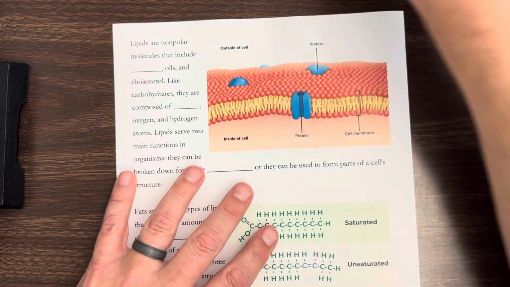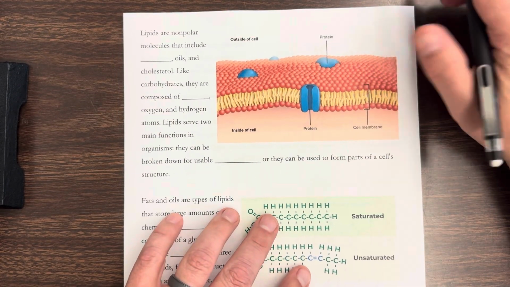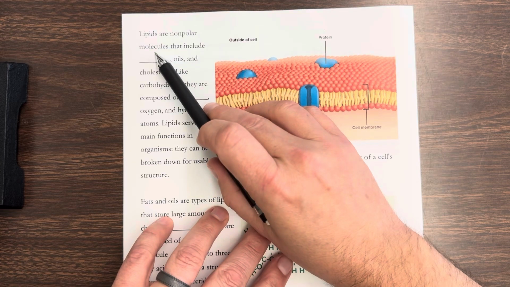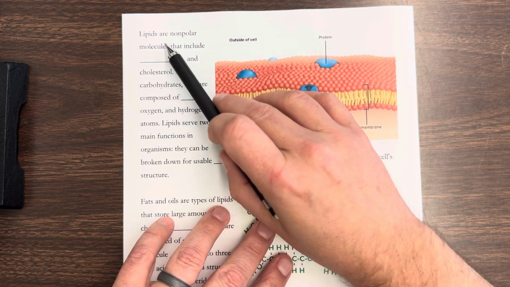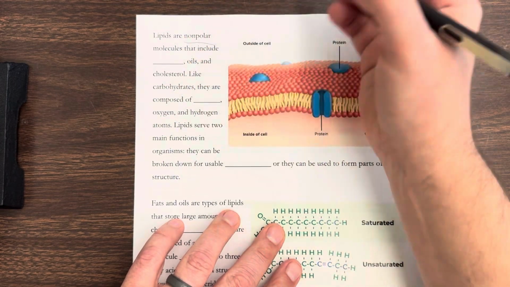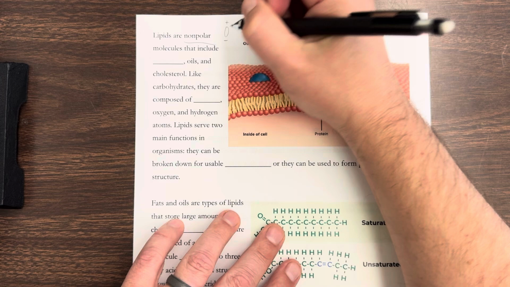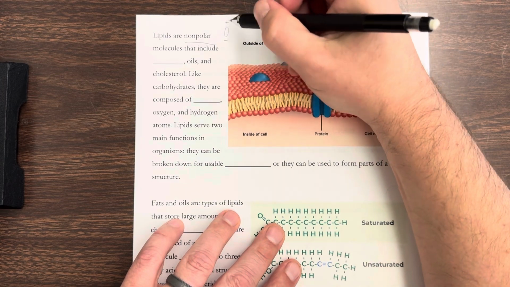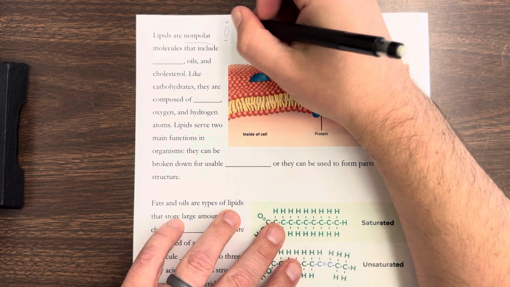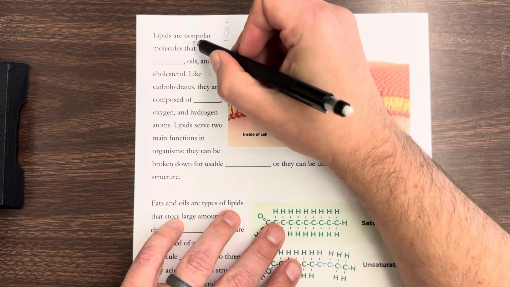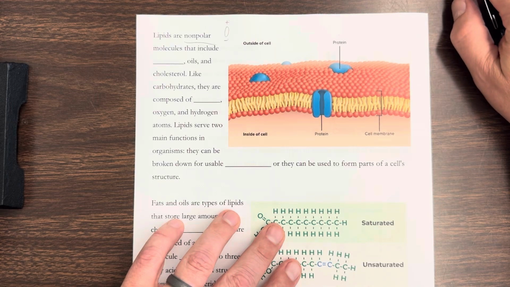All right, next one is lipids. These are your fats. Lipids are nonpolar molecules that include fats, oils, and cholesterol. Nonpolar, we'll come back to that, but if something has a positive end or a negative end, that is polar, like the poles of the Earth. If it has no charge on either end, that's nonpolar. So lipids are considered nonpolar, not having a charge on either end.